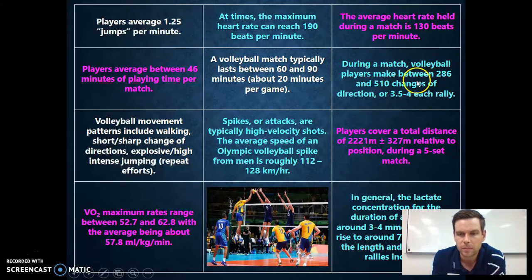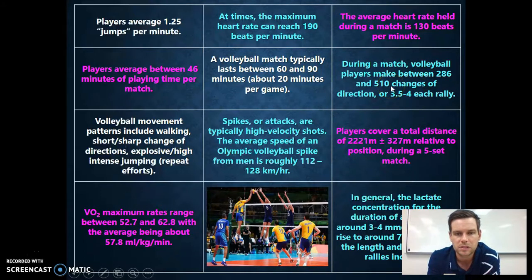The information here is talking about change in direction, how many times it happens per rally, and the exam's going to ask us, and the assignment's going to ask us, a question relating to: what fitness factor and which energy system is most important in terms of supplying energy in this situation of the game? So number one, automatically it's talking about change in direction. It's talking about 286 and 510, so somewhere in between those two values, which is quite a large amount. So I would suggest that you could safely say that agility is an important fitness factor in the game of volleyball. Now, in terms of energy systems, this is a lot of change in direction.